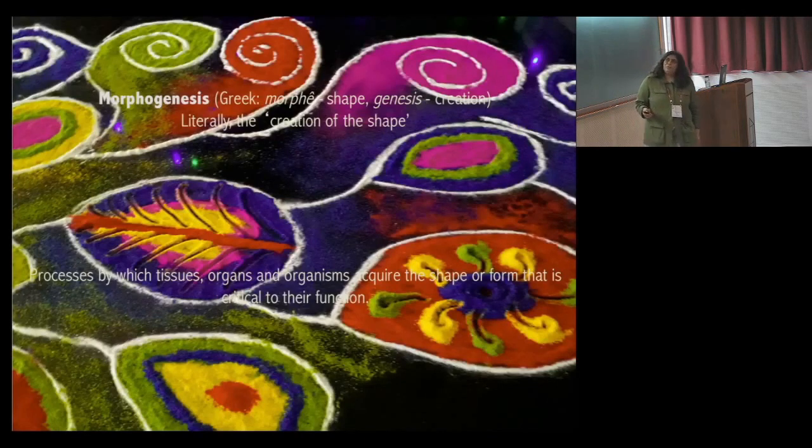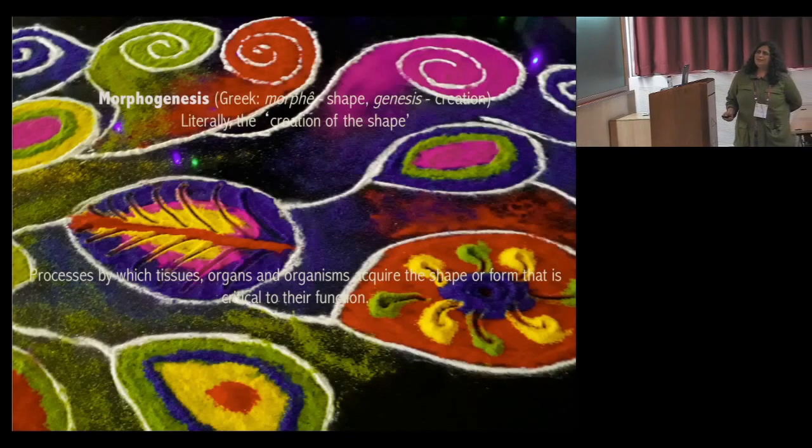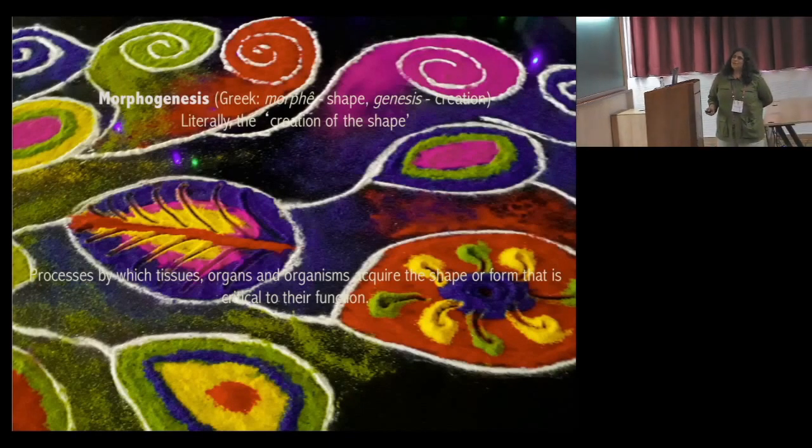So if you look at morphogenesis, the word is derived from the Greek morpho, meaning shape, and genesis, meaning creation. So literally, when we speak of morphogenesis, we mean the creation of shape. Architectural firms today, and I was just looking in Bangalore, call themselves morphogenesis, but anyway, that's nice. So essentially, as biologists, we refer to morphogenesis as including the processes by which tissues, organs, and organisms acquire the shape or form that's critical to their function.